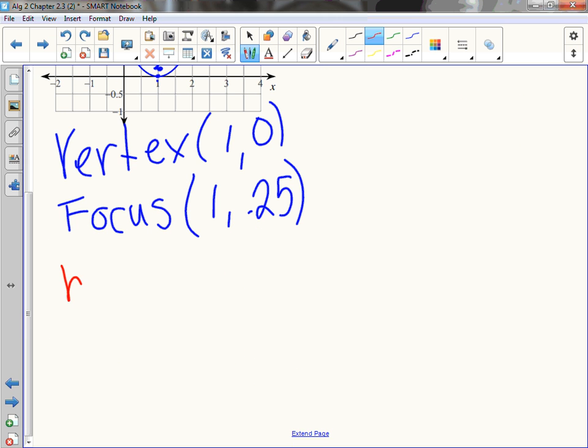So what's the value of h? Is it 1, yes? The value of k would be 0, yes? Because the vertex is at (1, 0). So the value of h is 1. The value of k would be 0.